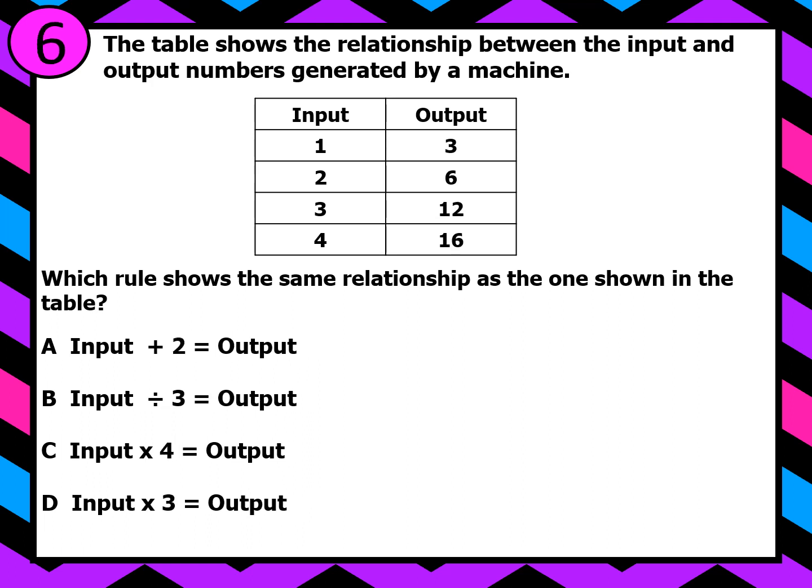Number 6. The table shows the relationship between the input and output numbers generated by a machine. Which rule shows the same relationship as the one shown in the table? You have 30 seconds to answer this question. Go!